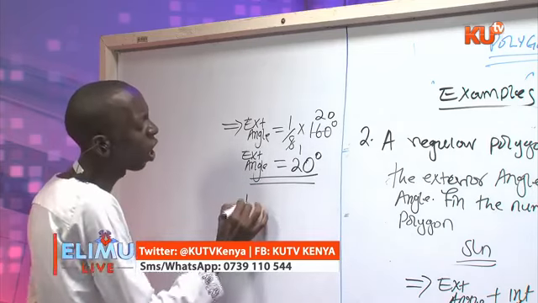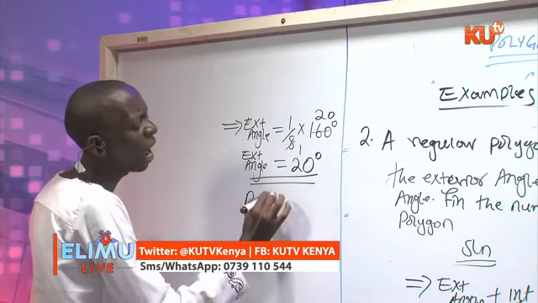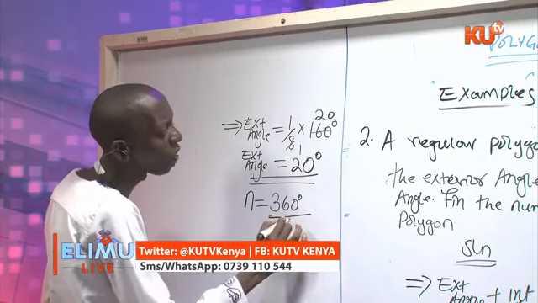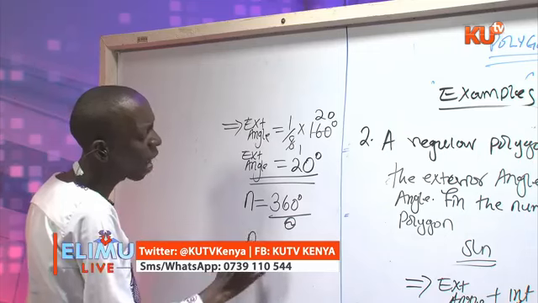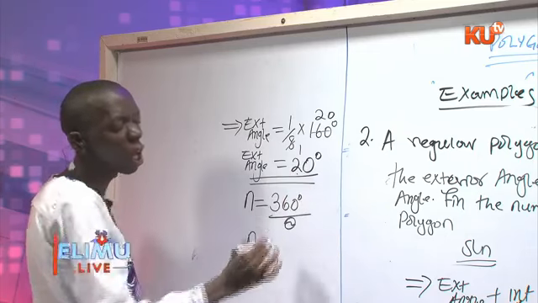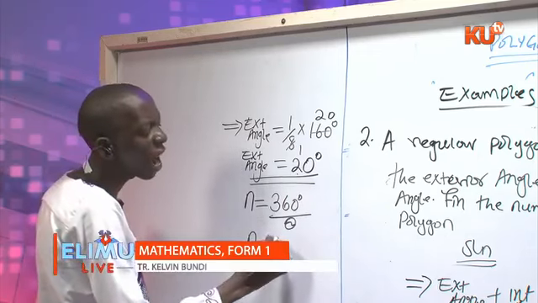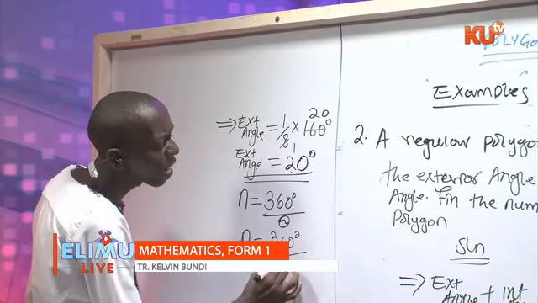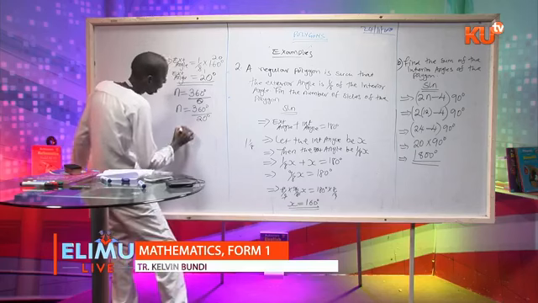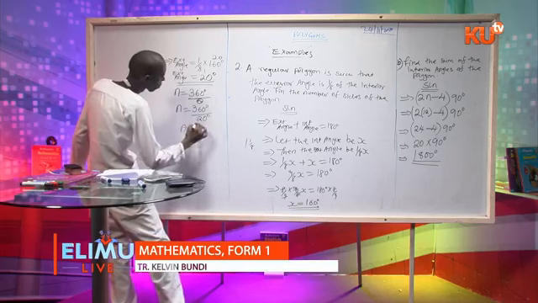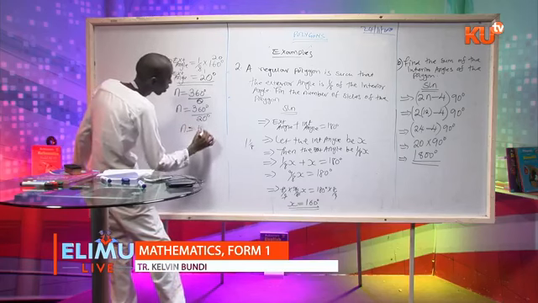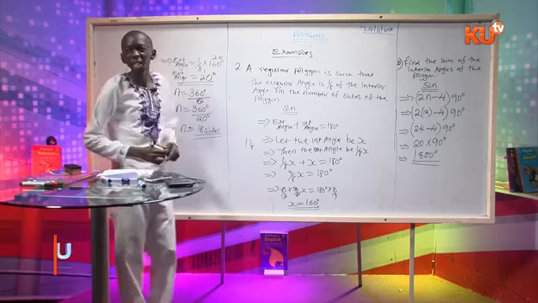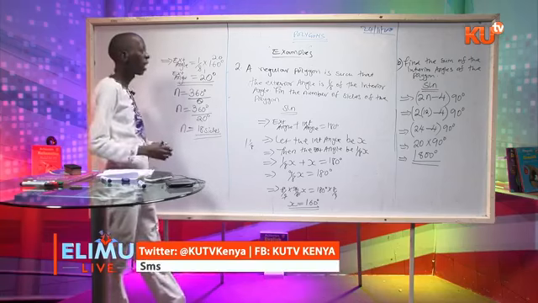Having the exterior angle, you can get n. n is 360 degrees from our formulas over theta. And theta, in this case our exterior angle, is 20 degrees. Therefore, n is 360 degrees divided by 20 degrees. And n is equal to 18 sides. That is how the question is solved.